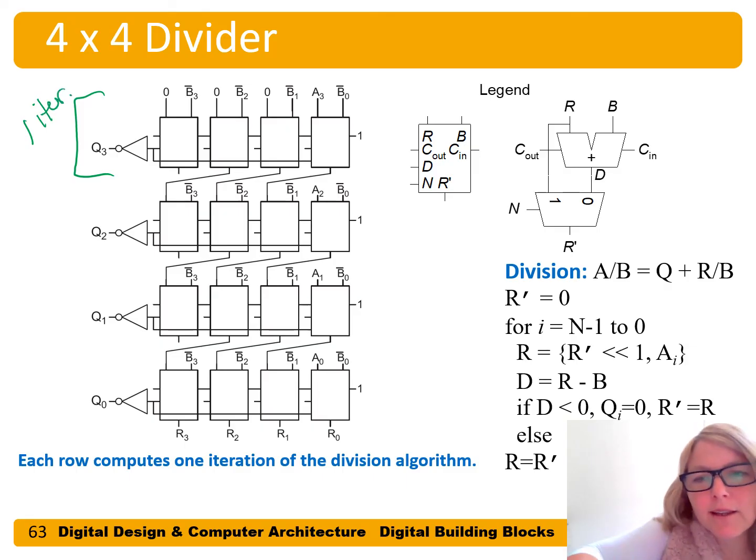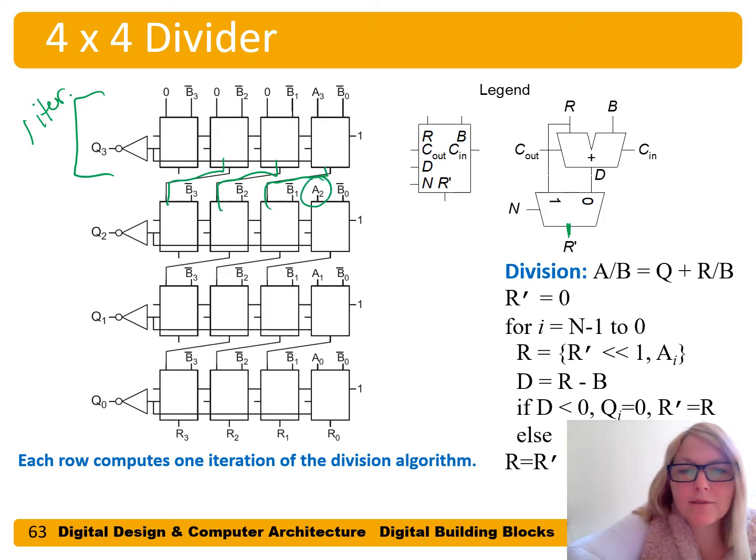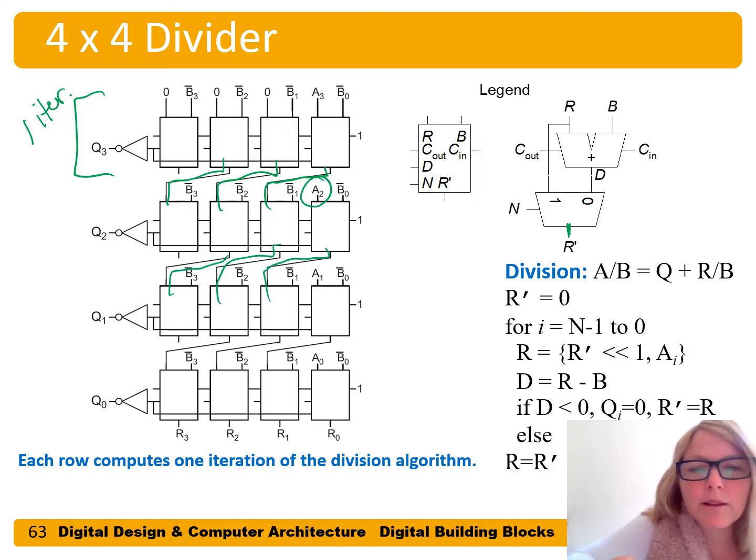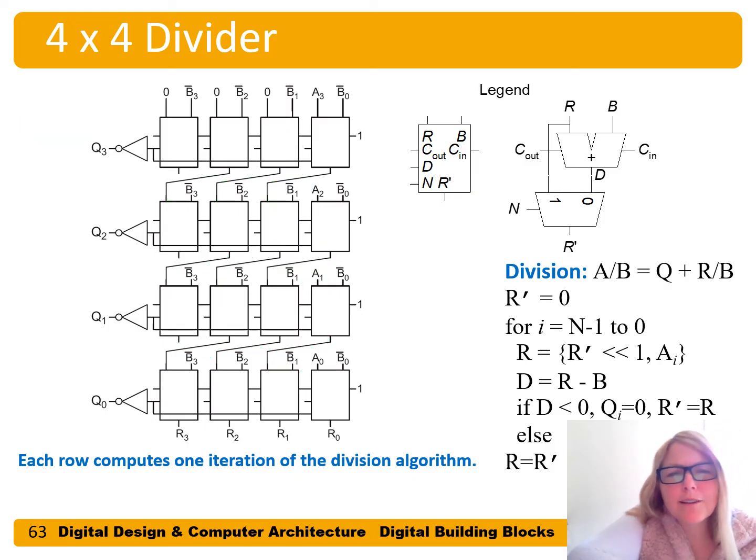And then you can see, whatever R prime is, we take it, shift it left by 1 bit, and then shift in the next most significant bit of A. Same thing, next row, take that R prime, and then shift in the next most significant bit. And for the final row. Okay, so as you can see, this divider is also quite expensive, just like the multiplier: adders, multiplexers. It's going to cost us quite a bit to build just this 4x4 divider.